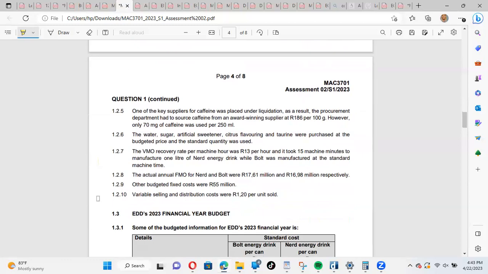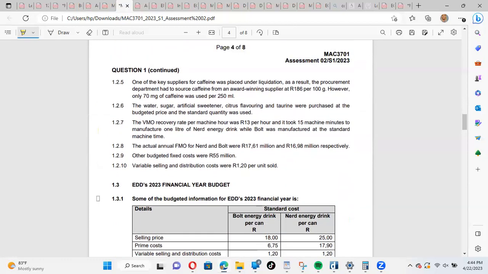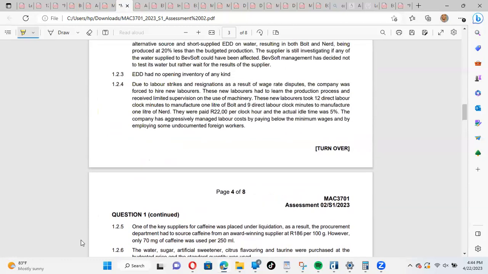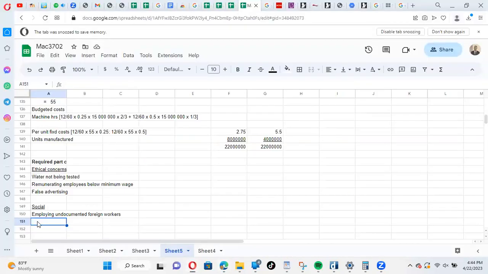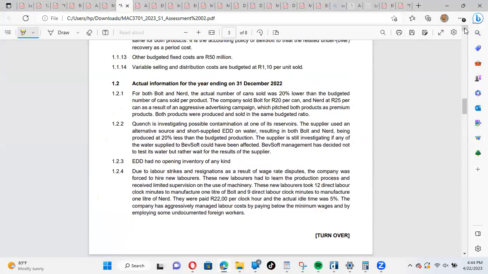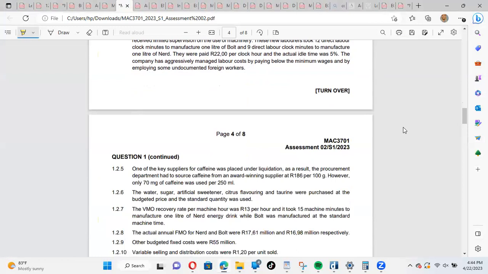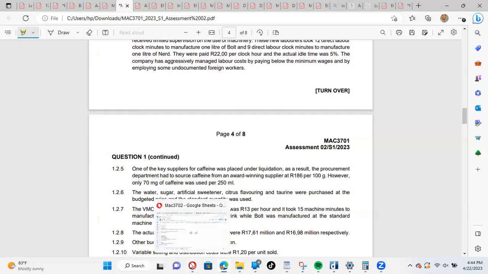What do you guys think? Also, the water thing is a social issue, because it is now affecting the society. They're using 70 milligrams of caffeine instead of 8. Why? Let's assess that one there, because now it feels like we are being cheated on that issue. However, only 70. Yeah, I think I would agree with that.